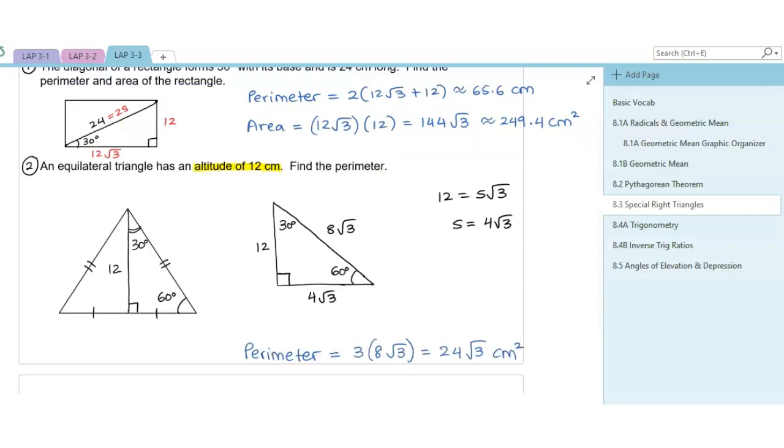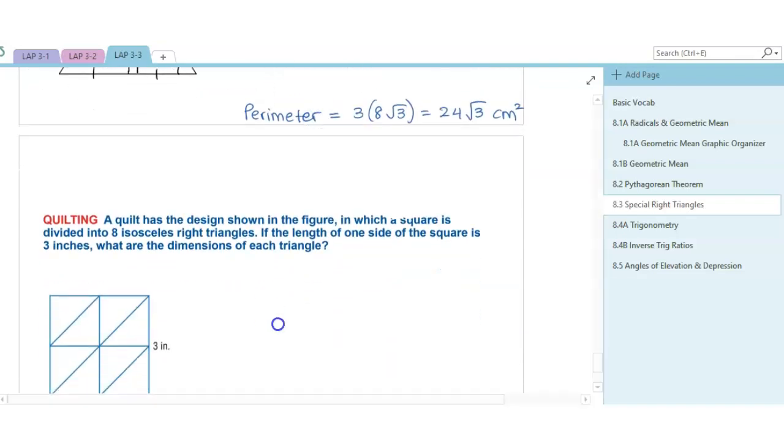Alright, go ahead and check your work. You might have gotten your final perimeter as a decimal, and if you did and you round to the nearest tenth, you're going to get 41.6 square centimeters. Okay? Alright, let's go ahead and move on.